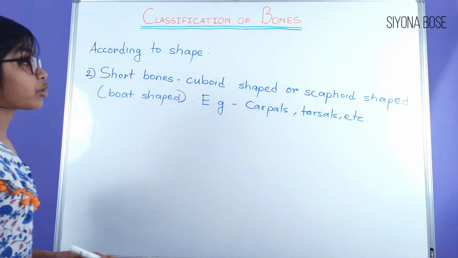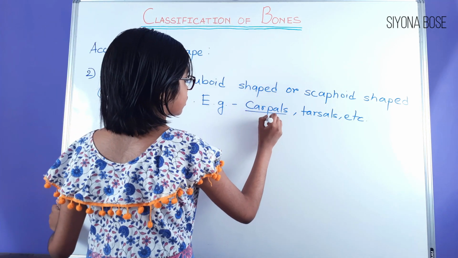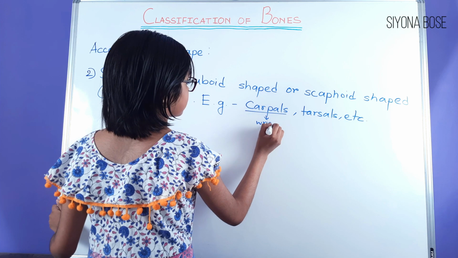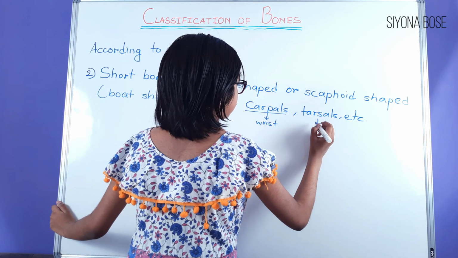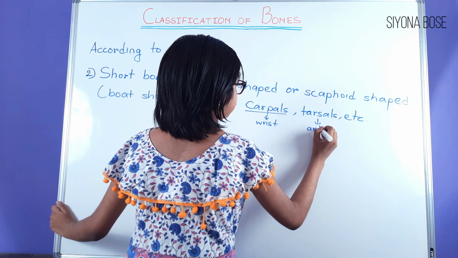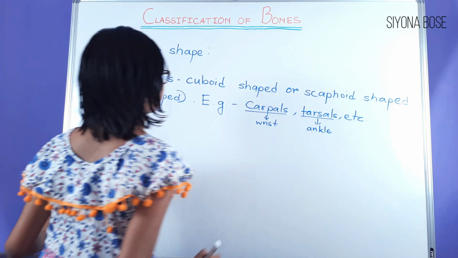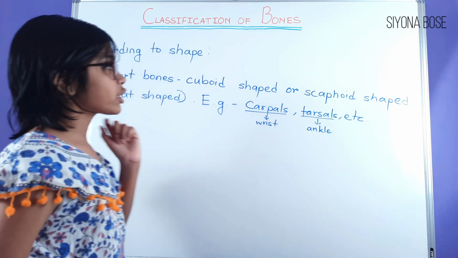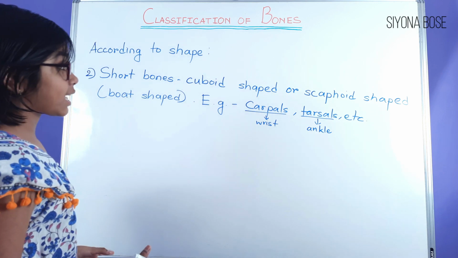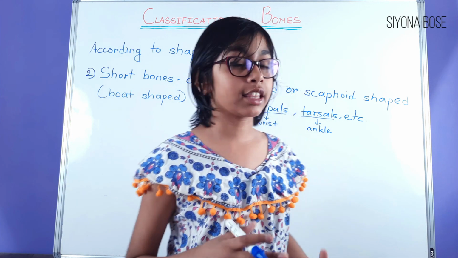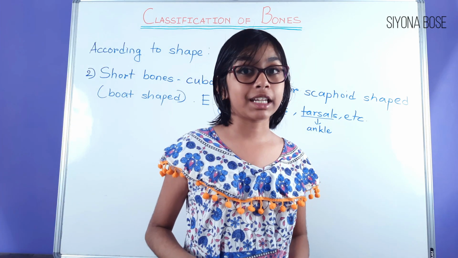The carpals are present in the wrist, or the hand, and tarsals in the ankle area. Again, short bones are cuboid shaped or scaphoid shaped, that means boat shaped. And there are many more.